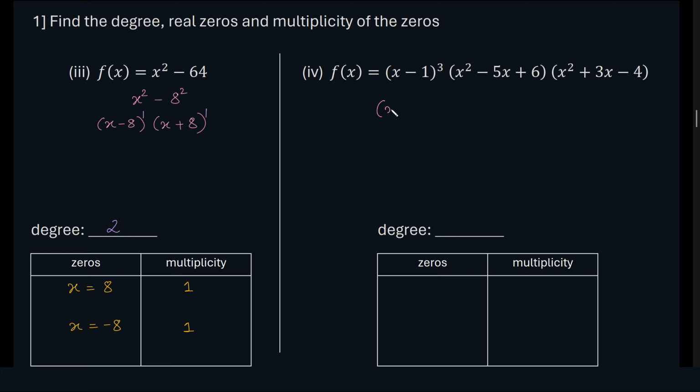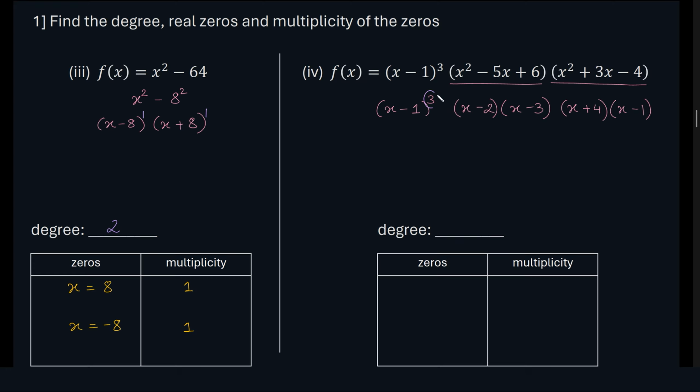Fourth, f of x equals (x minus 1) whole cube, times the two quadratics. Now to factor these, we can either use splitting the middle term method or the quadratic formula. Here, negative 2 times negative 3 is positive 6, and negative 2 minus 3 is negative 5. So the factors are x minus 2 and x minus 3. And here, if we take positive 4 and negative 1, then their multiplication gives us negative 4, and adding them gives us positive 3. So that's x plus 4 and x minus 1.